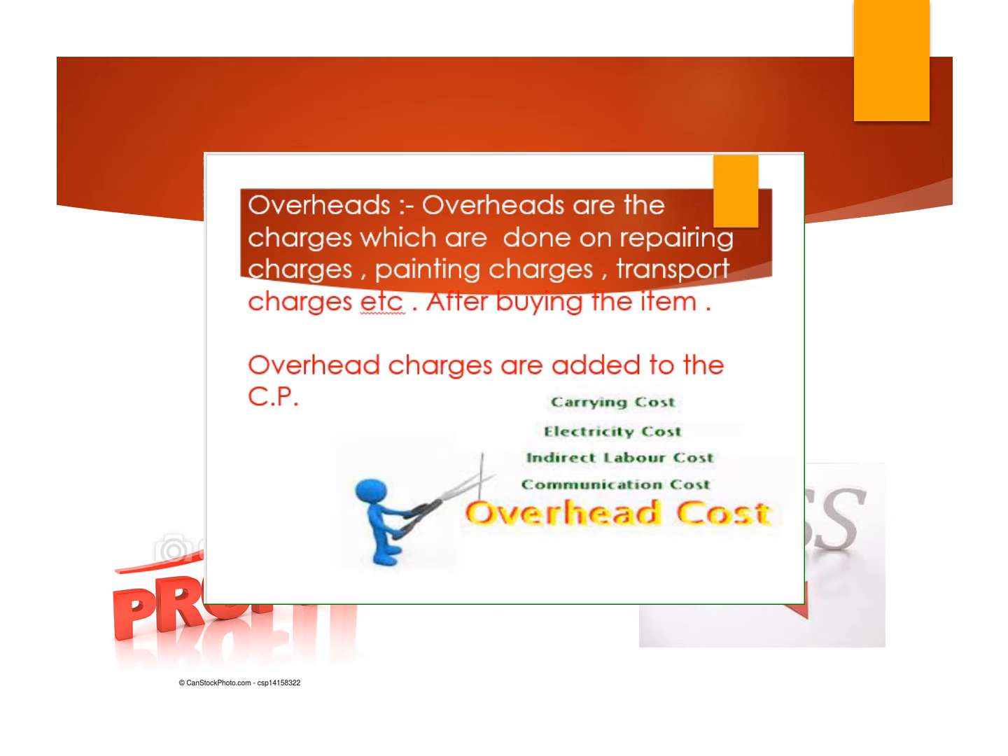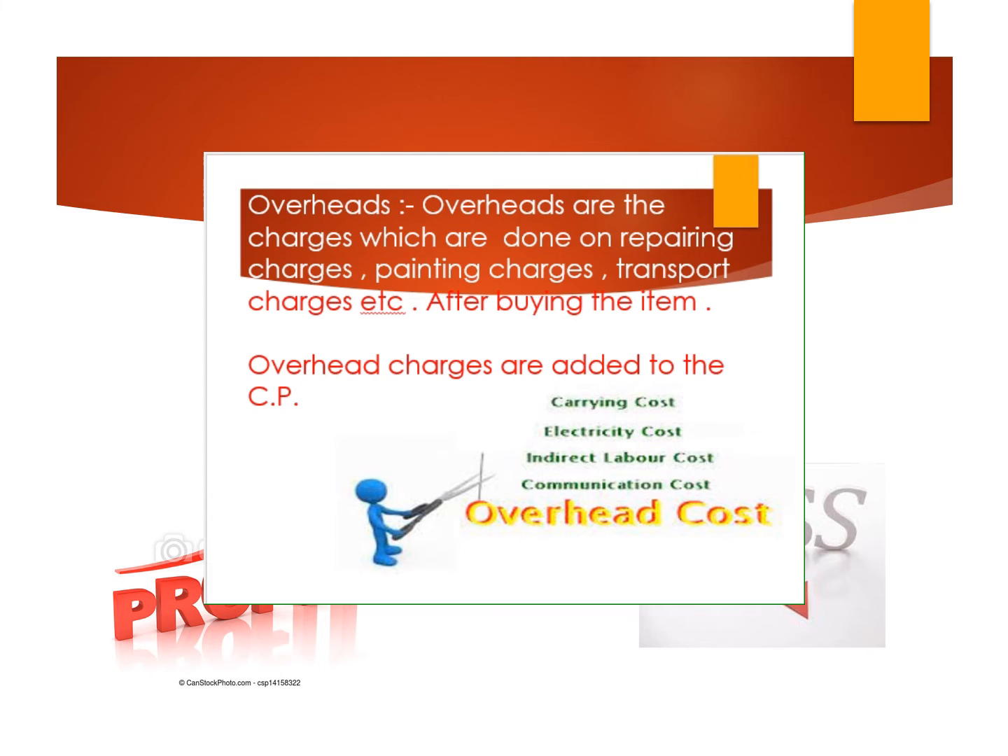So now, for how many rupees did you buy the cycle? 100. How many rupees did it take for the painting? 50 rupees. And how much for the repairing of brakes? Again 50. So now overhead charges are added to the CP, the cost price.